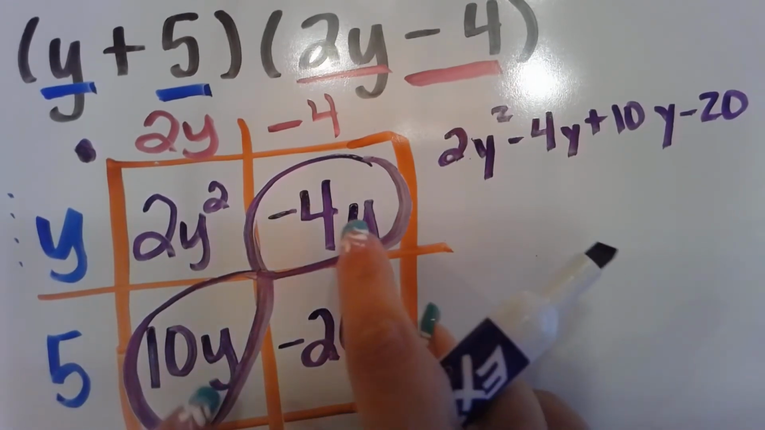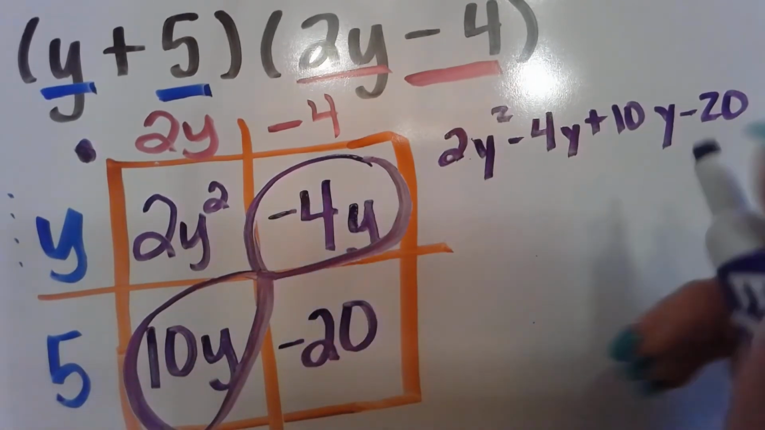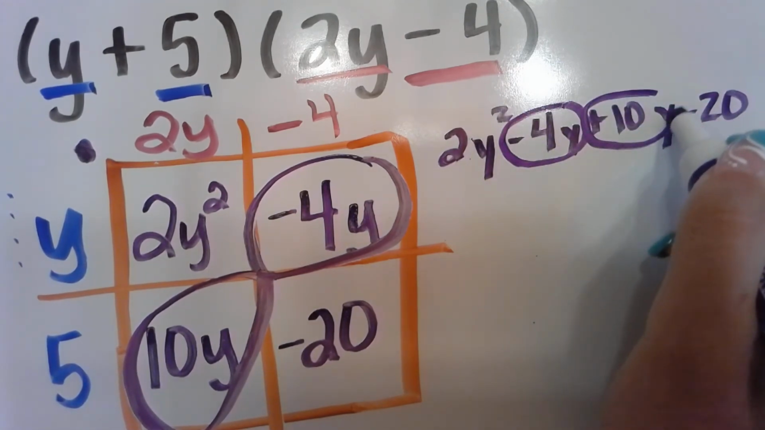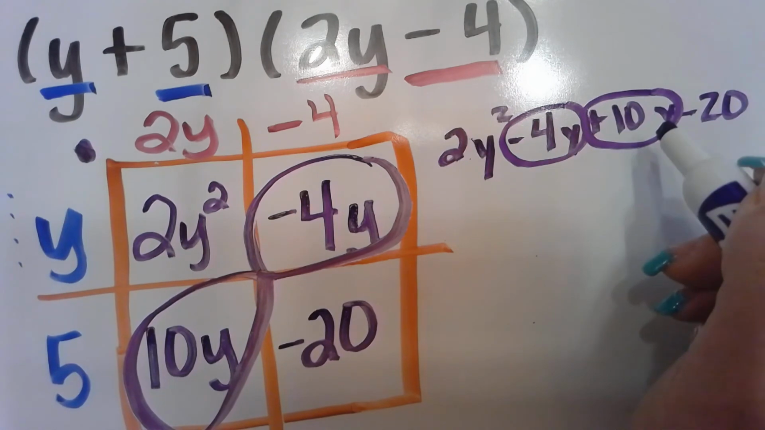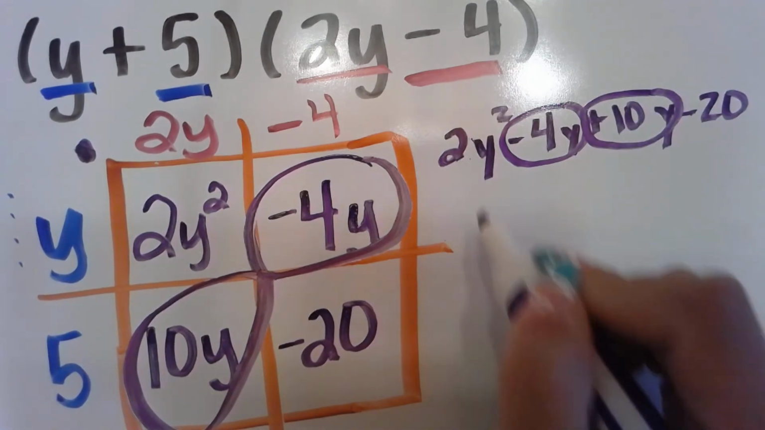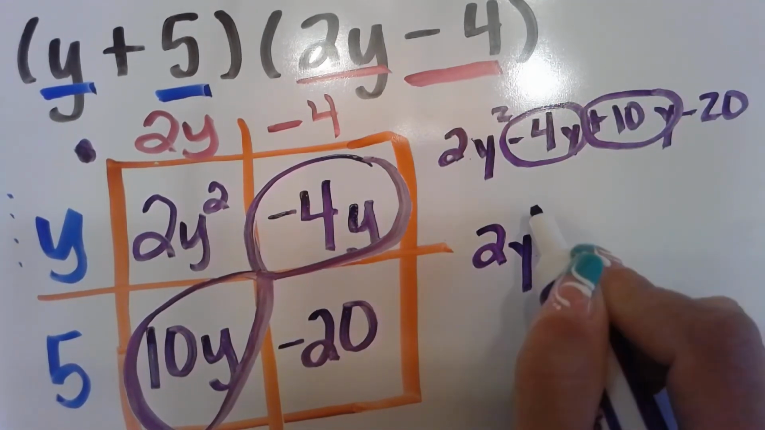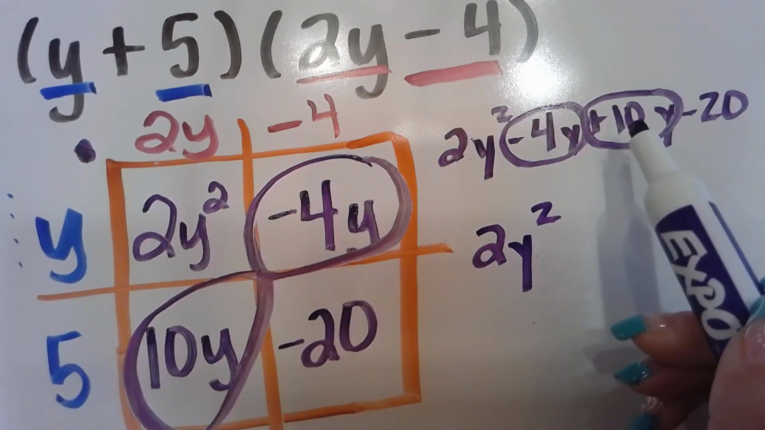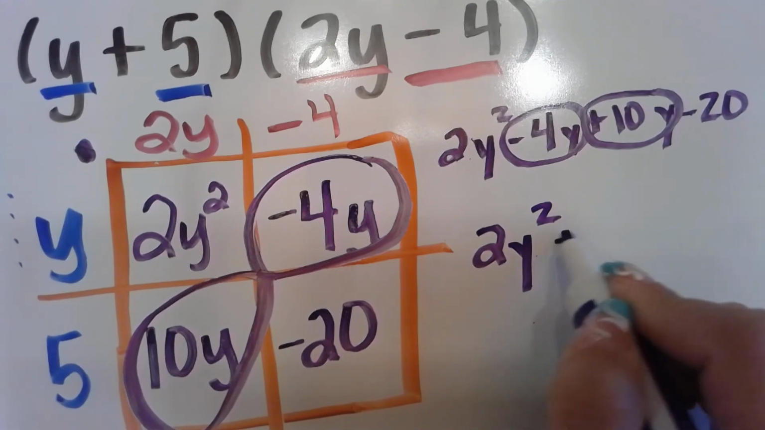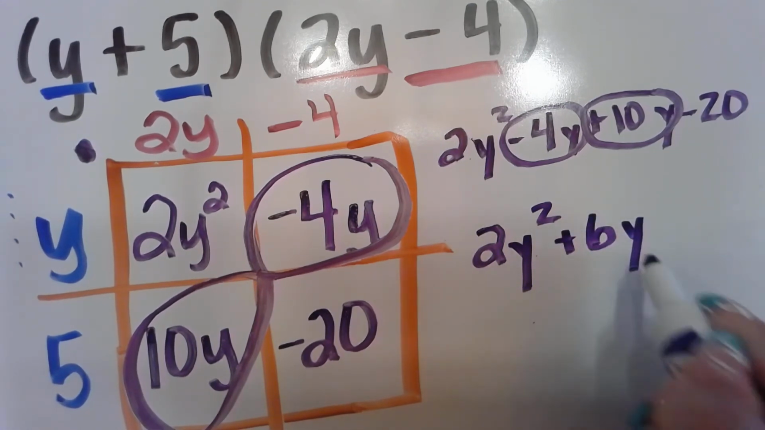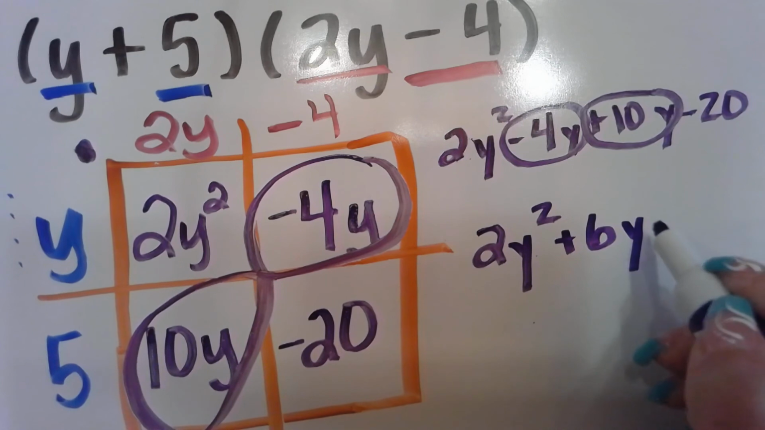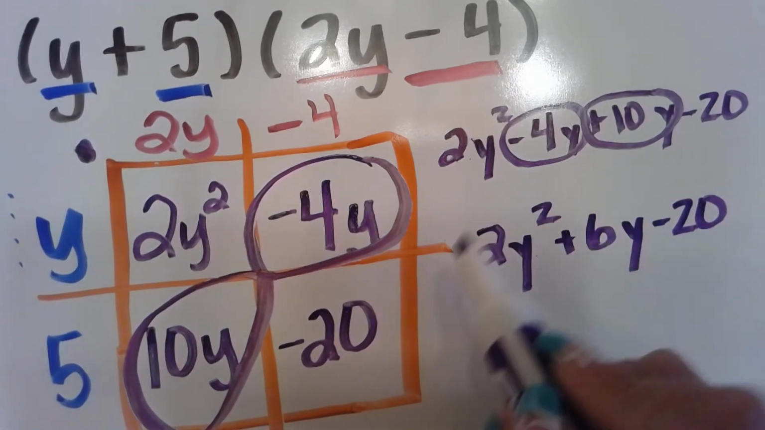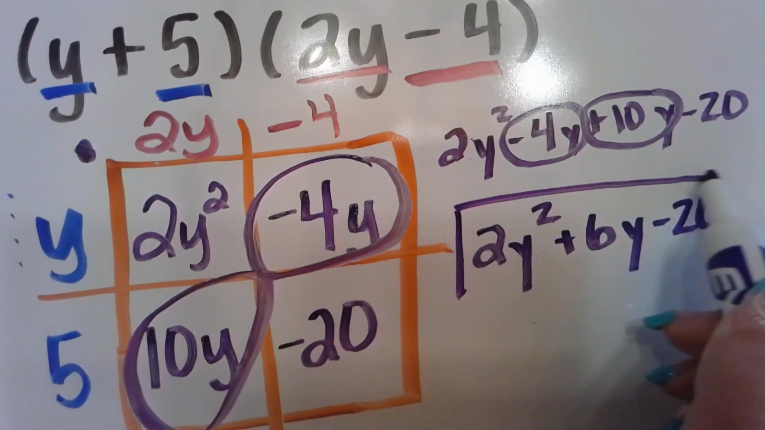And just like we did here, we know that these two are like terms. So we're going to go ahead and circle these two up here because we know they are like terms because they both have a y. So we know that we're not combining anything here, so this is 2y squared. And negative 4 plus 10 is actually a positive 6y. And we didn't do anything to this negative 20, so we're going to say minus 20. And that is your answer.